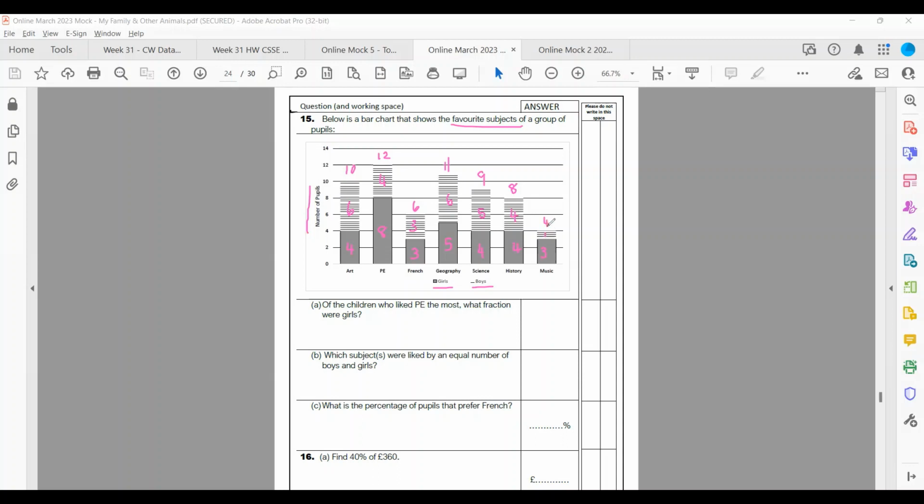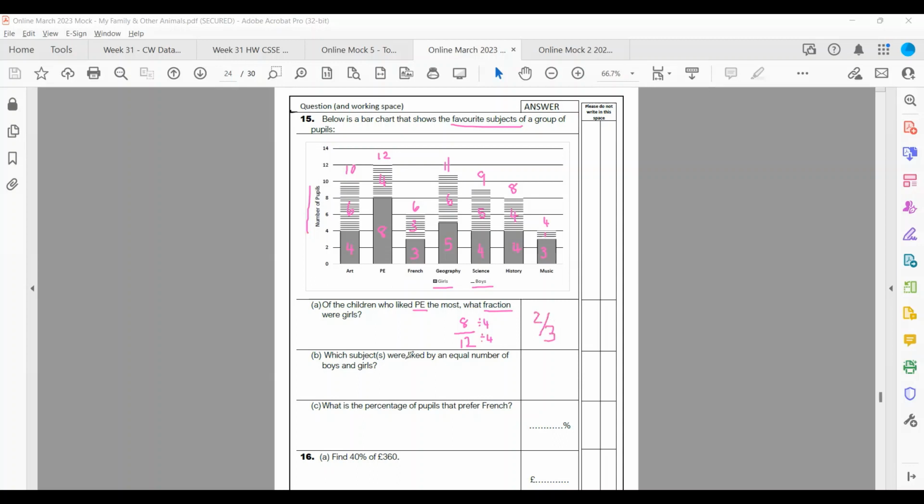So now that I've annotated that, I can use all of that information to help me answer the questions below. Of the children who like PE the most, so we're dealing with the PE column, what fraction were girls? So if we go to the PE, we have 8 girls out of a total of 12. So we can make that into a fraction. It will be 8 out of 12. And 8/12, we can divide both of those by 4 to give us 2/3. Okay, so that would be your answer there.